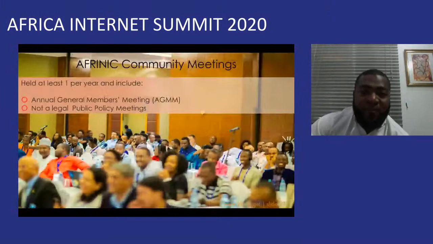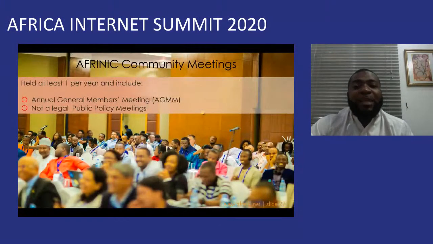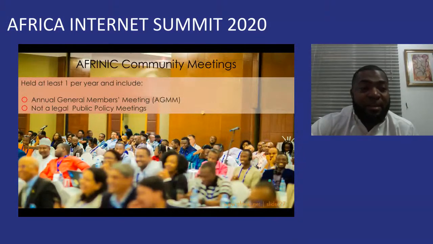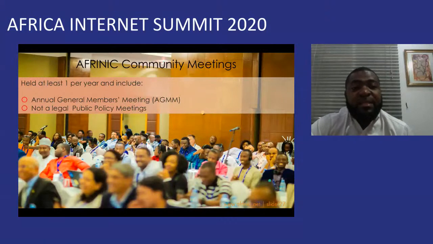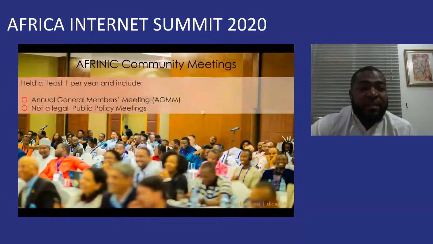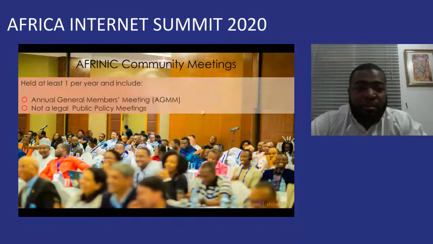We also have the AFRINIC community meeting. AFRINIC must hold at least one meeting per year. In this meeting, we can have the annual general members meeting, and we also have the public policy discussion. So we have these two key elements in the AFRINIC meeting. And next week we are going to have the AGMM and policy discussion.